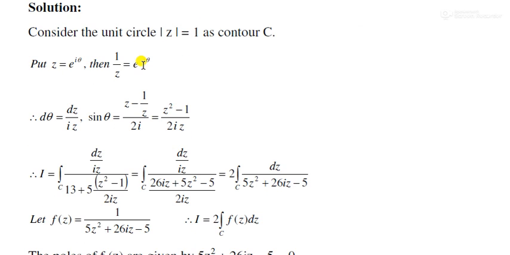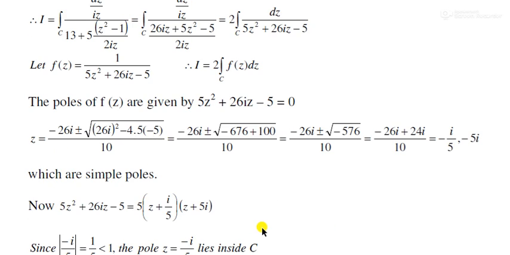Now the integral will become integral over C. Instead of d theta it is dz by iz and in the place of sin theta it is z square minus 1 by 2iz. Take the LCM and cancel the terms. You will be getting the integral as 2 times of integral over C dz by 5z square plus 26iz minus 5. Now take f of z as 1 by 5z square plus 26iz minus 5. Therefore, I will become 2 times of integral over C f of z dz.